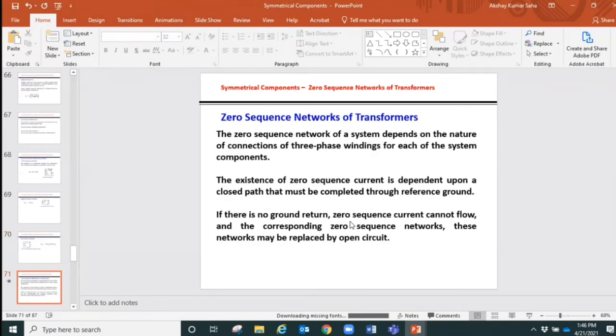Now the one which I need to go to is the zero sequence network of transformers, and this one is also not that straightforward like series impedance or transmission lines, because it's different, because we can have three-phase transformers in different configurations.